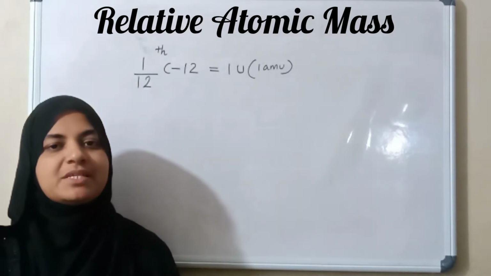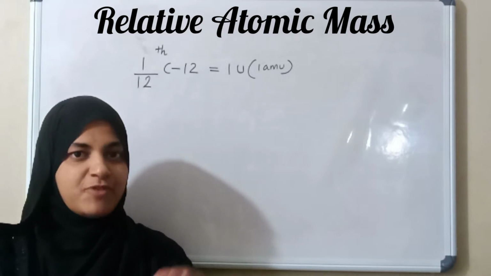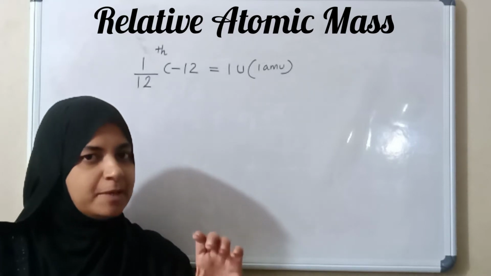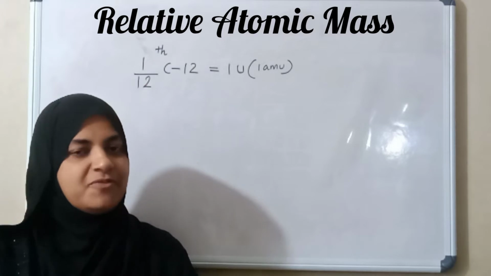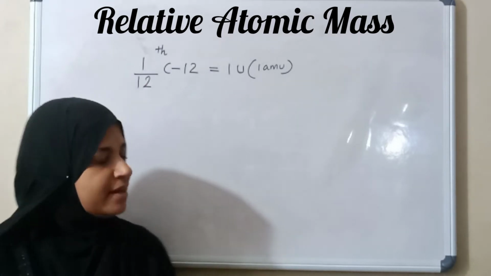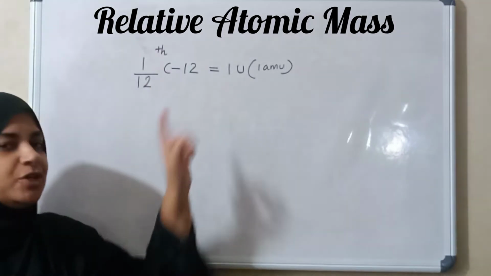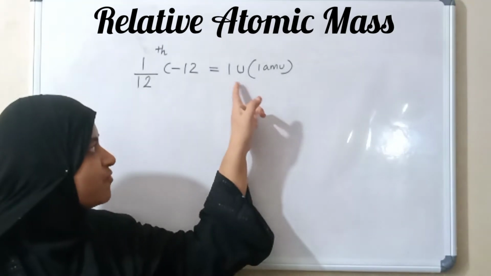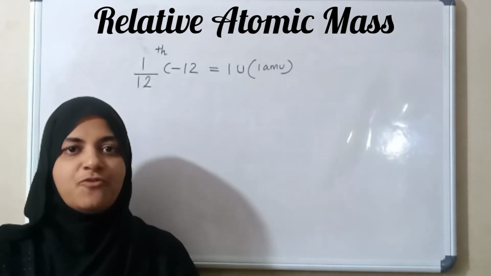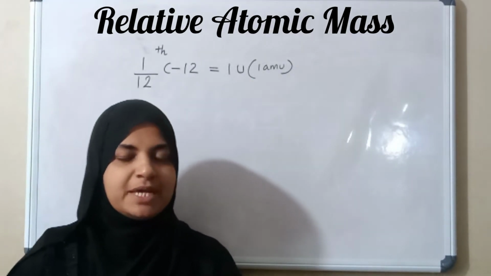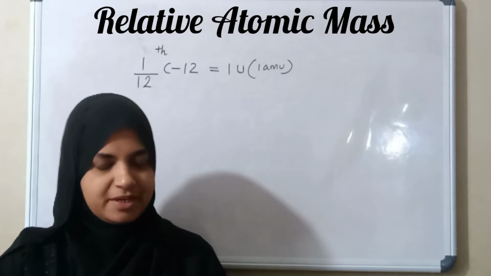That is, for relative atomic mass, we choose the 1/12th of carbon 12. Not the total mass of carbon 12, just 1/12th. That is, one part of the total mass of carbon 12. Here, 1/12th of carbon 12 is considered as 1 unit, that is, 1 AMU. AMU means atomic mass unit.